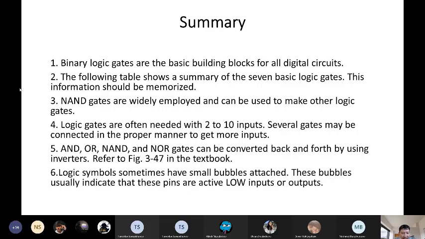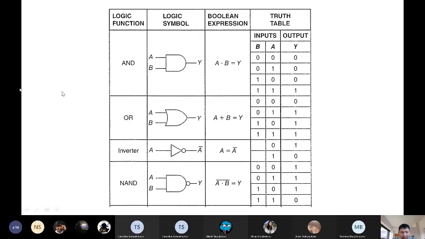Okay, logic symbols sometimes have small bubbles attached. These bubbles usually indicate that these pins are active low inputs or outputs. So let's go through the tables briefly. It is an AND function, and this is its symbol. It's a Boolean expression. You should understand that we put a dot, A and B equals Y. So it's just the truth table for a simple 2 input AND gate.